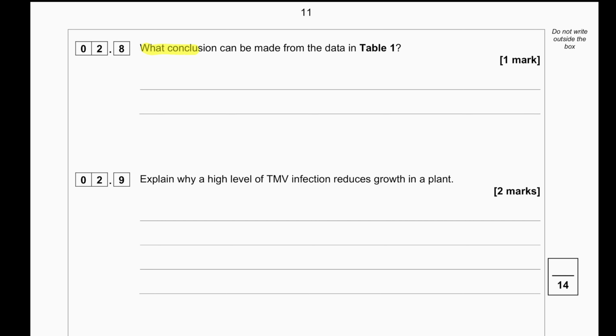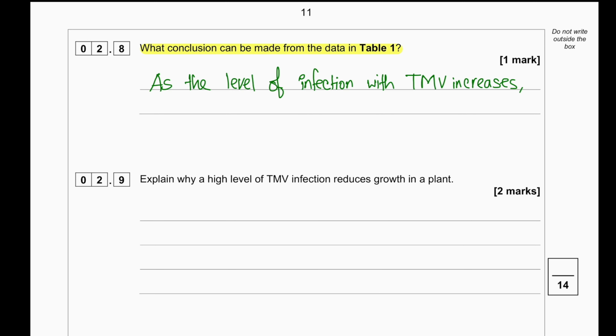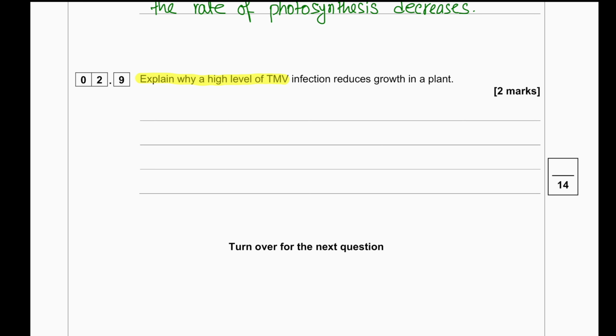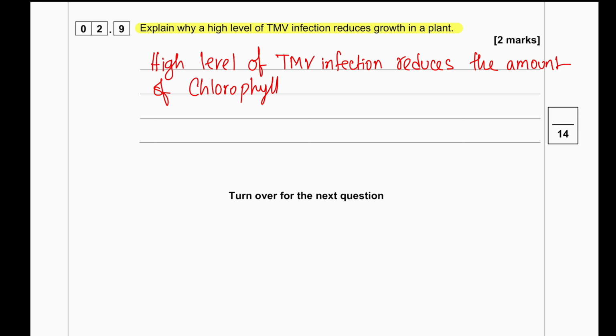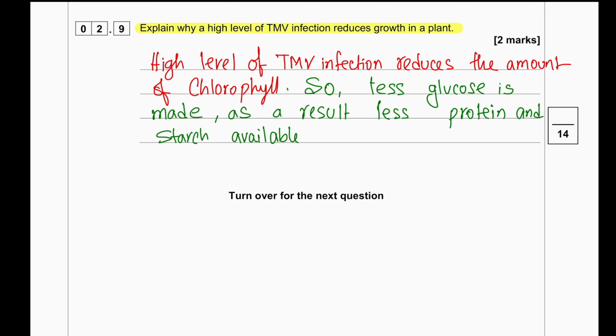What conclusion can be made from the data in Table 1? From the data in Table 1, we can say as the level of infection with TMV increases, the rate of photosynthesis decreases. Explain why a high level of TMV infection reduces growth in plants. A high level of TMV infection reduces the amount of chlorophyll within the plant. Since the chlorophyll decreases, there is less glucose produced and less proteins and starch made within the plant.